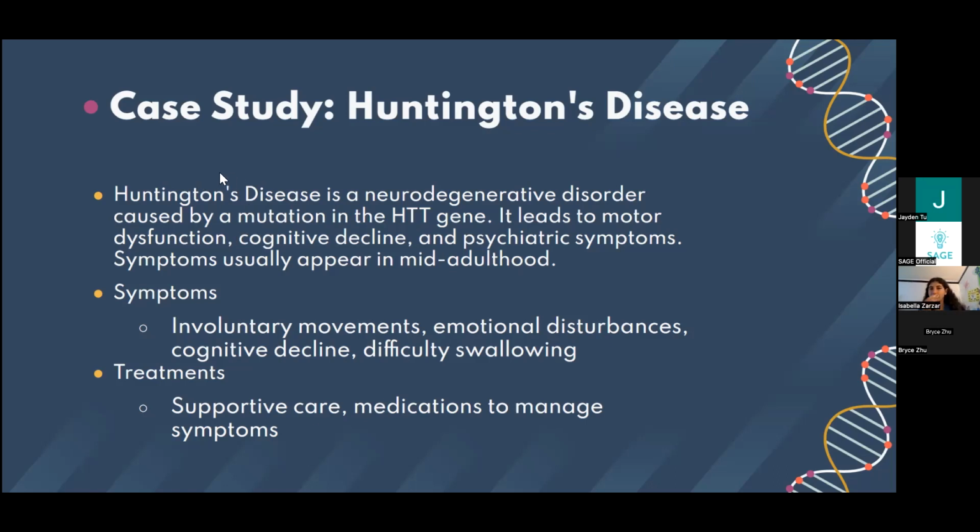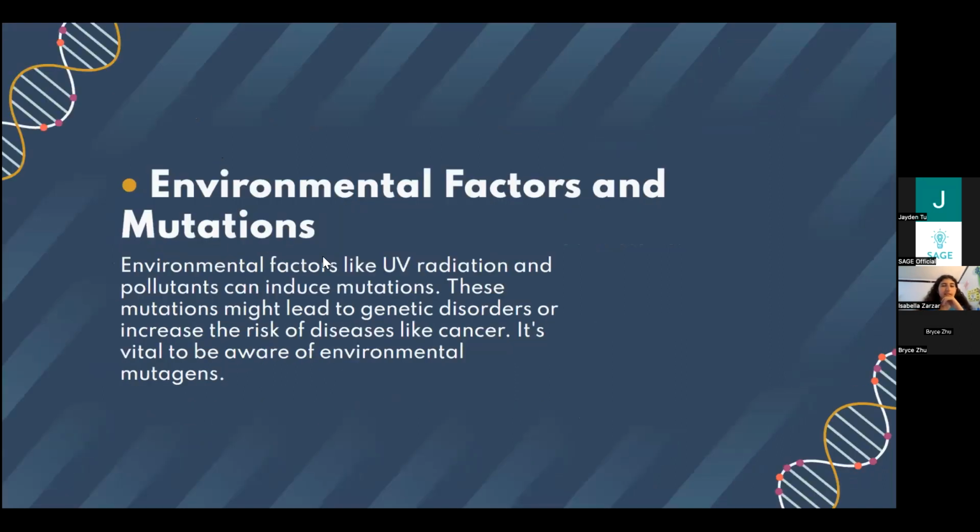And remember how we talked about how environmental factors can also influence mutations? Well, Parkinson's disease is an example of a disease where both environmental factors and just genetic mutations can impact the disease and cause it. So that relates to the next slide, environmental factors and mutations.